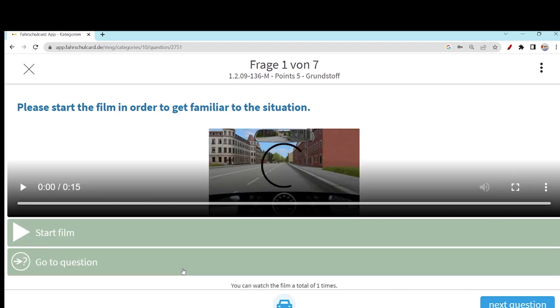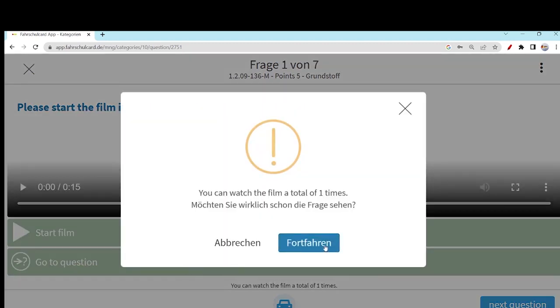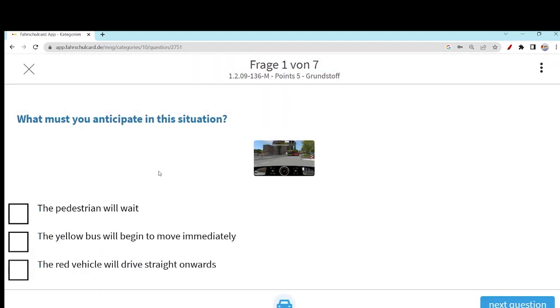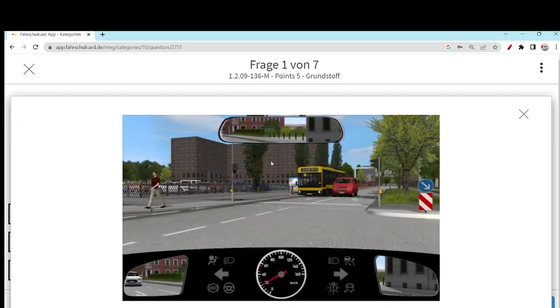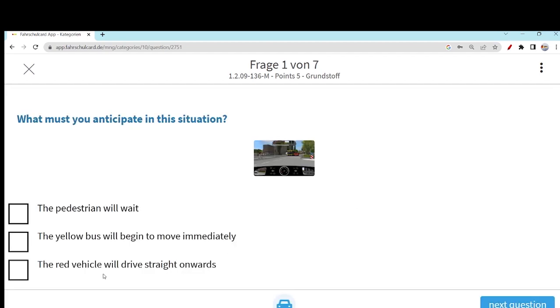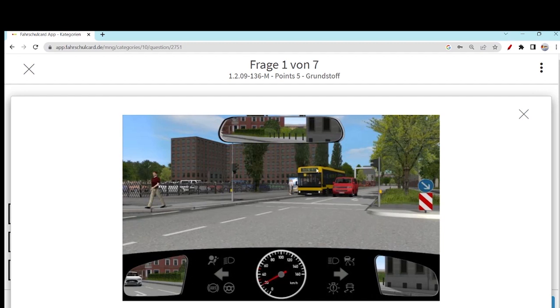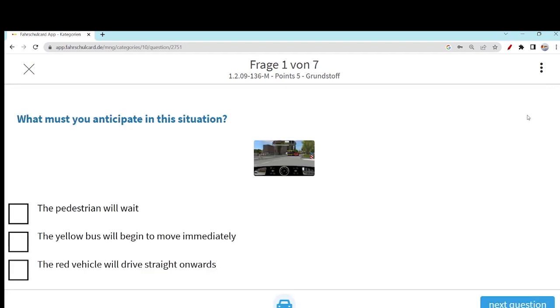I think normally in the exam you should watch the video 3 or 4 times, but over here we are done. We know what we must anticipate in this situation. The pedestrian will wait? No way. The pedestrian has a green signal, he will be on the road straight away. The yellow bus will begin to move immediately? There is no chance because the bus has stopped. Maybe it will take some passengers. Some passengers will get out of the bus, step down, and some passengers will step up. So there is no problem with the bus as well.